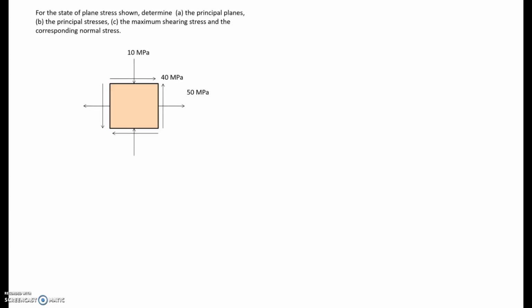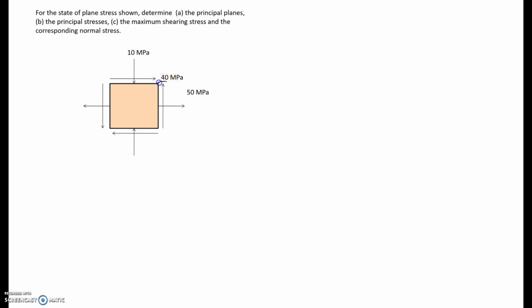For this state of stress, we're going to find the location of the principal plane, the principal stresses, and then the max shear stress and the corresponding normal stress. I'm going to take it a little bit further than just finding those. We'll actually plot the rotated element to see what it looks like. But first place to start is to go ahead and draw a Mohr circle for this.